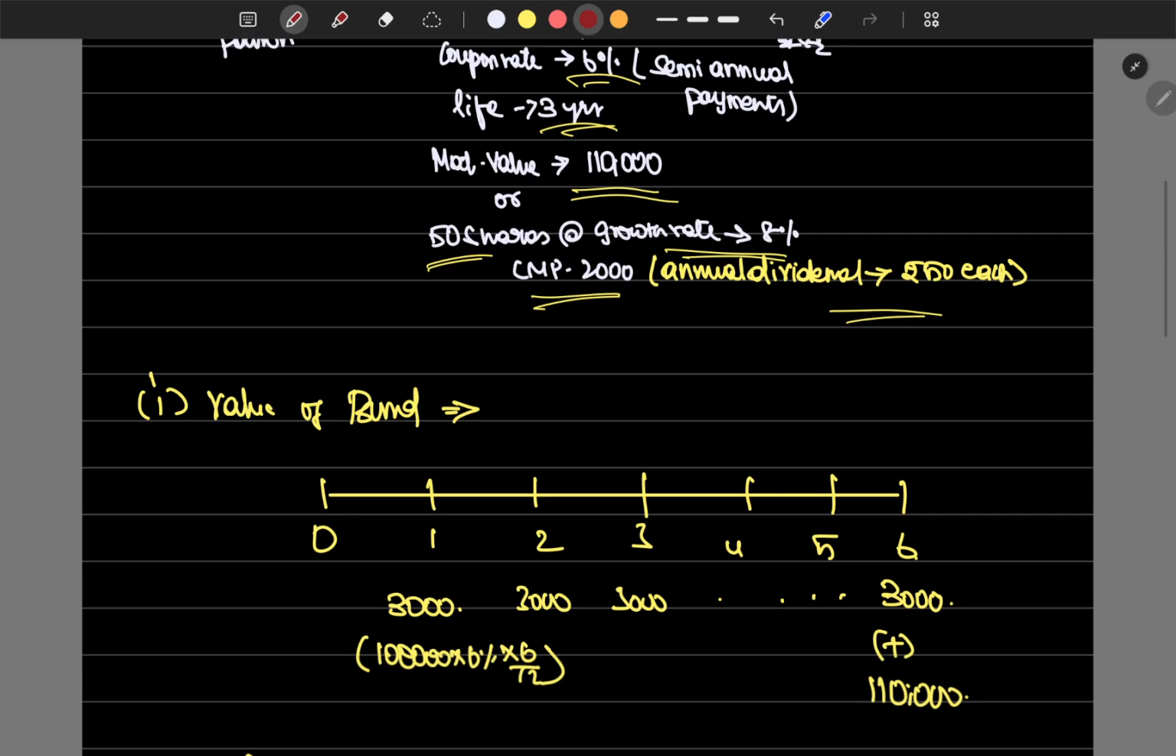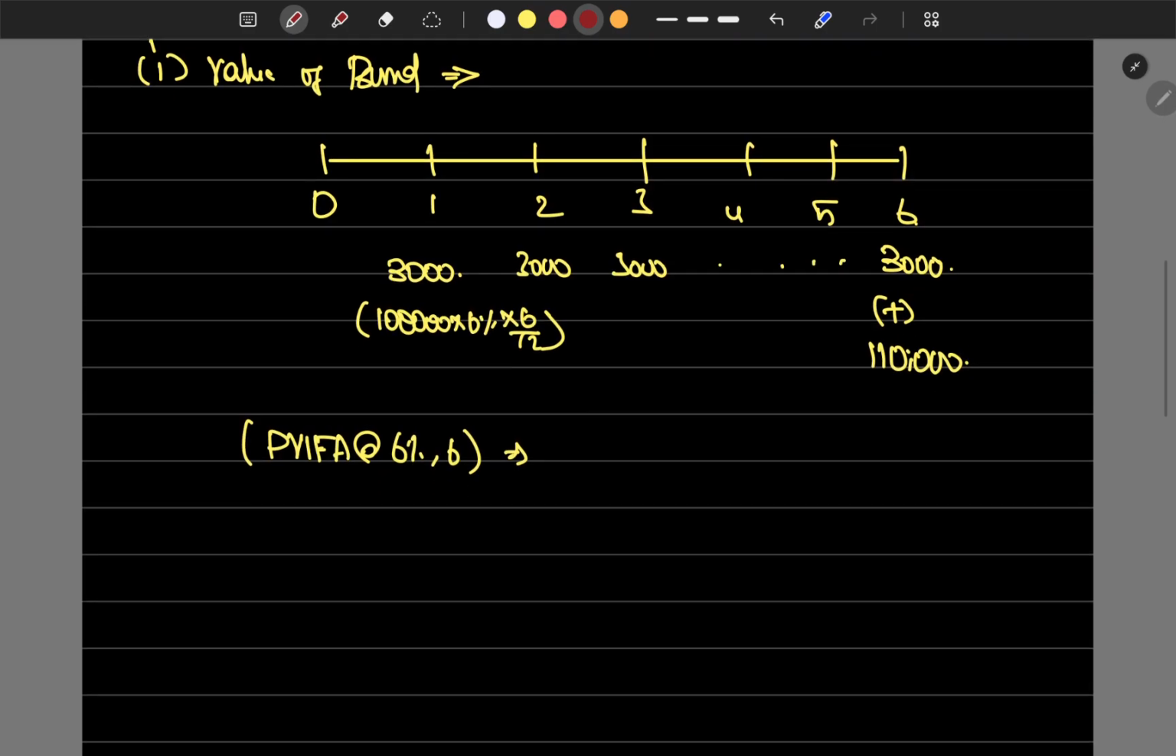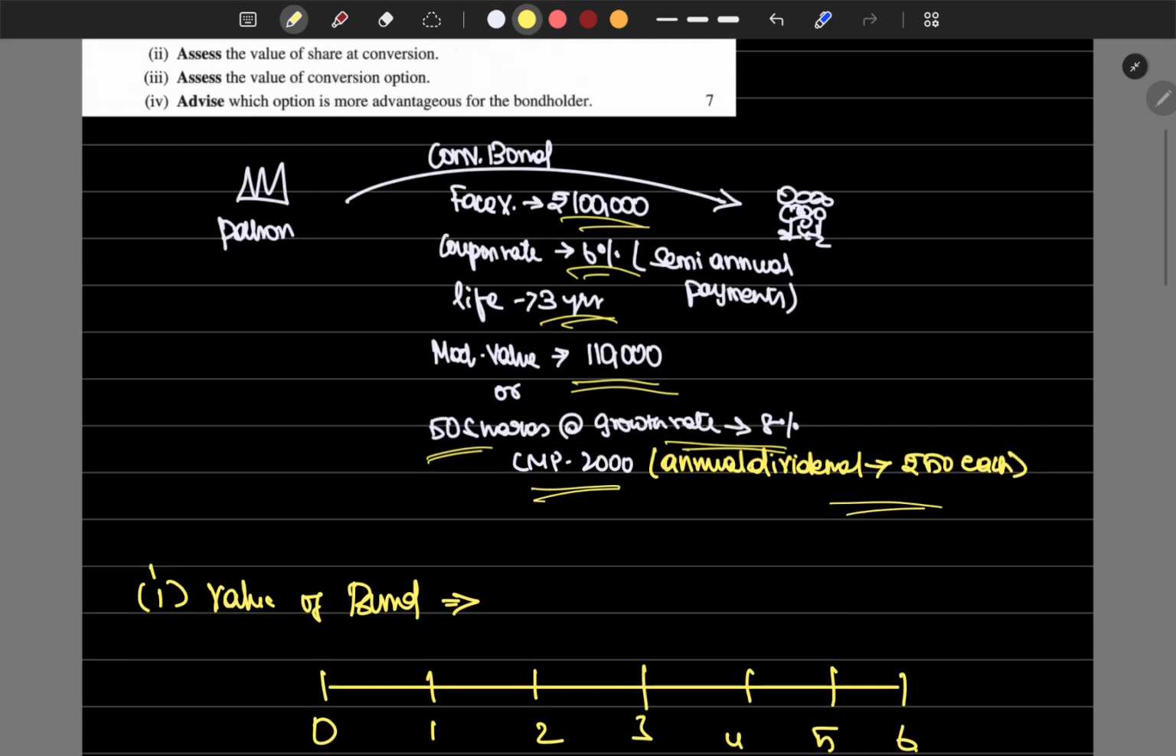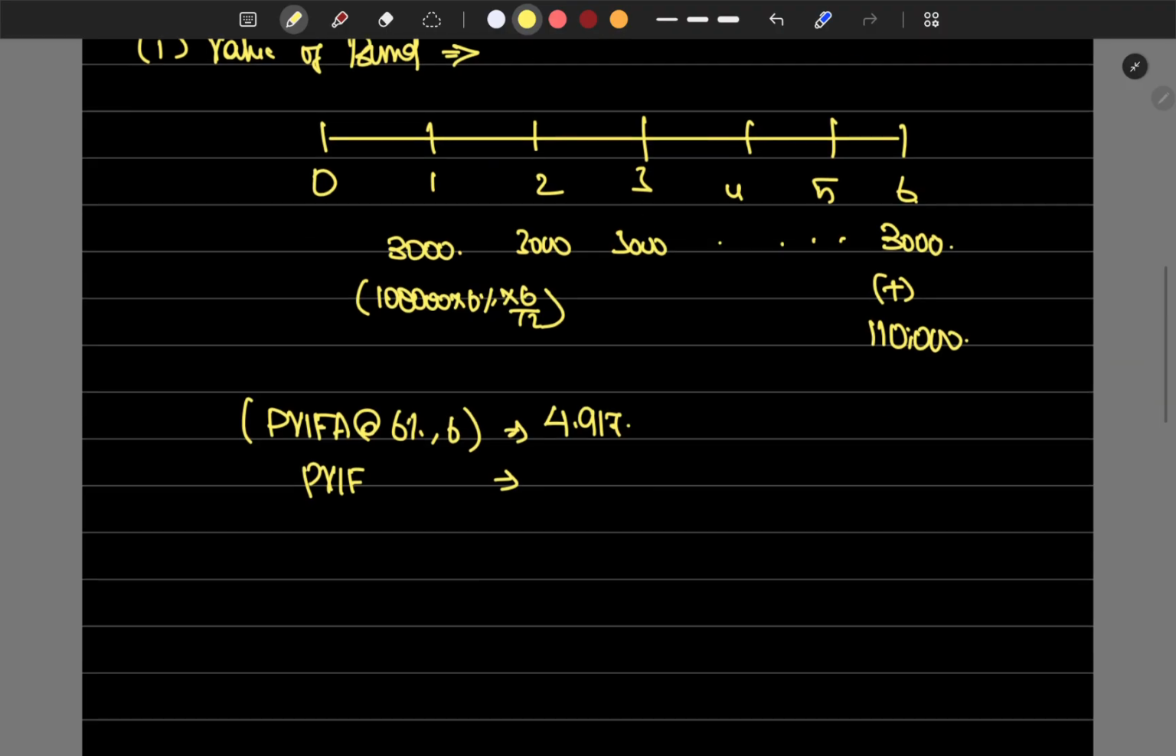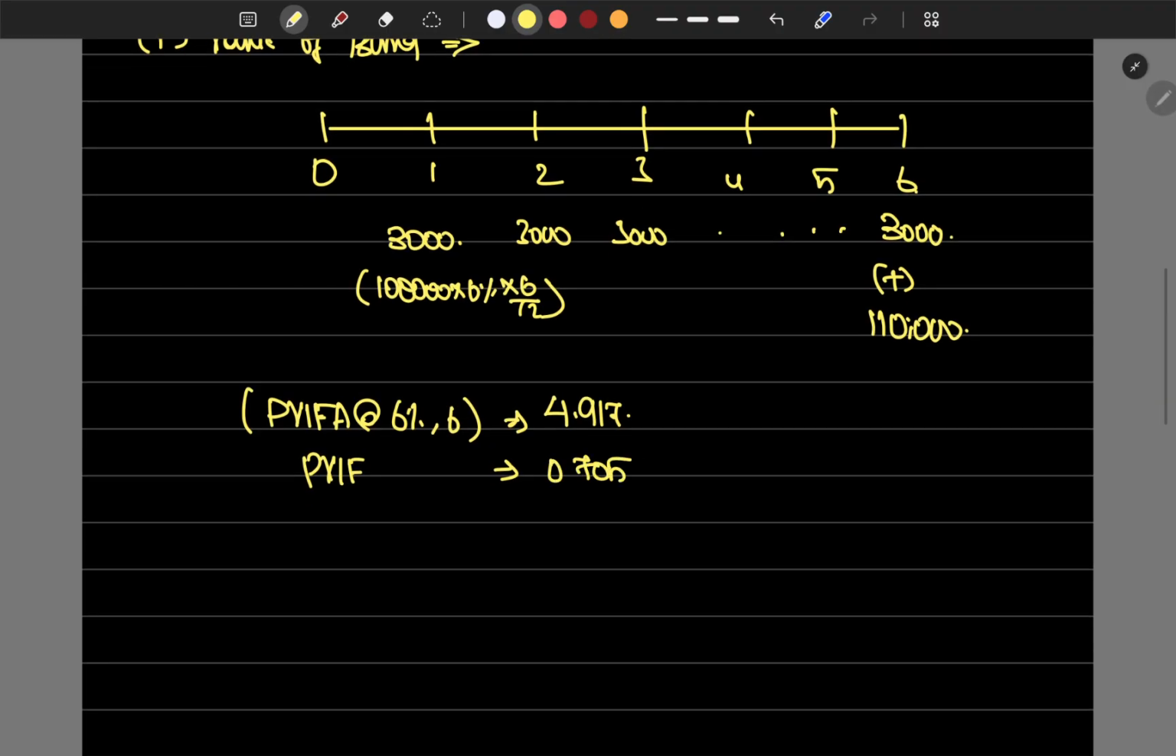Okay, the PVIFA is 4.917, and the PVIF for the sixth period is 0.705. Okay, 3000 into 4.917, that gives 14,759.